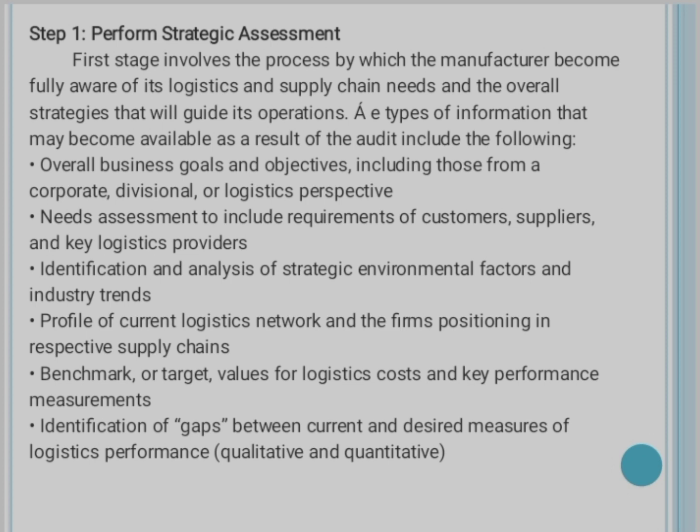Number 1 is overall business goals and objectives, including those from a corporate, divisional, or logistic perspective. Ang diri is nag-reference sa high-level aspirations and priorities of the organization as a whole, as well as those specific to divisions or logistic functions. Next is needs assessment to include requirements of customer, suppliers, and key logistic providers. Ang sa diriya is na-involves diri ang i-identify ang mga requirements of various stakeholders such as customers, suppliers, and logistic providers.